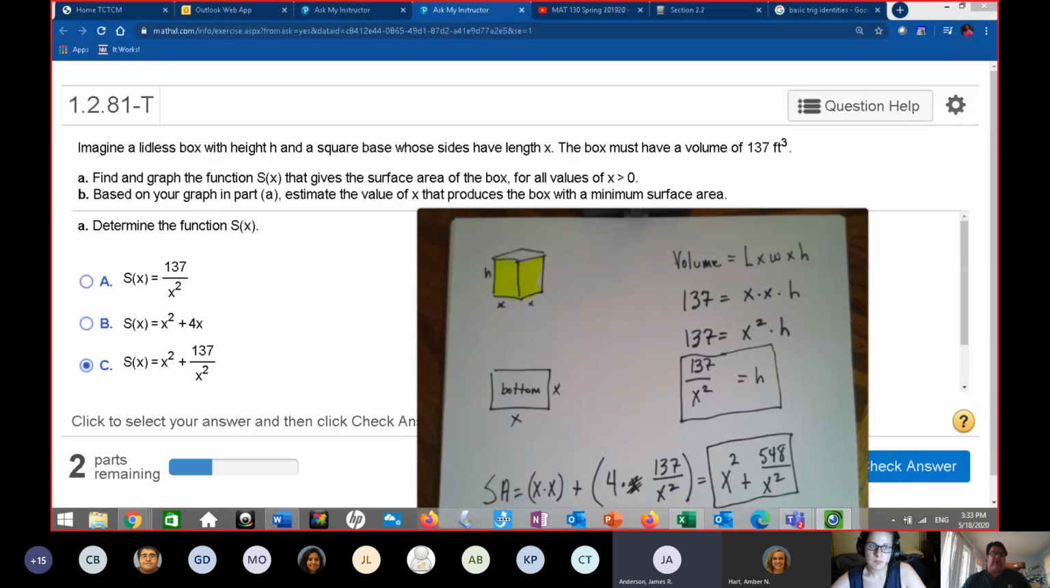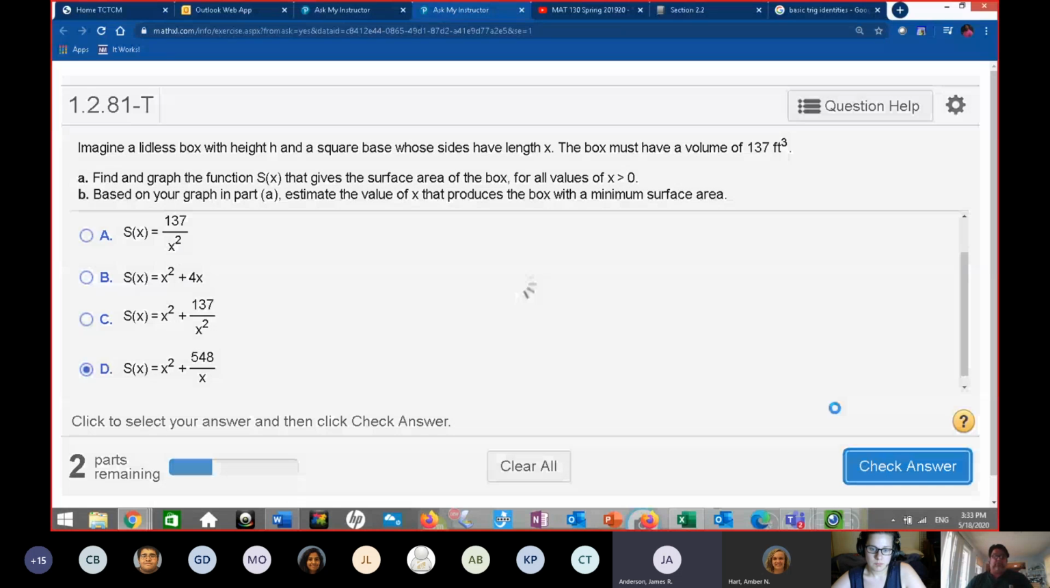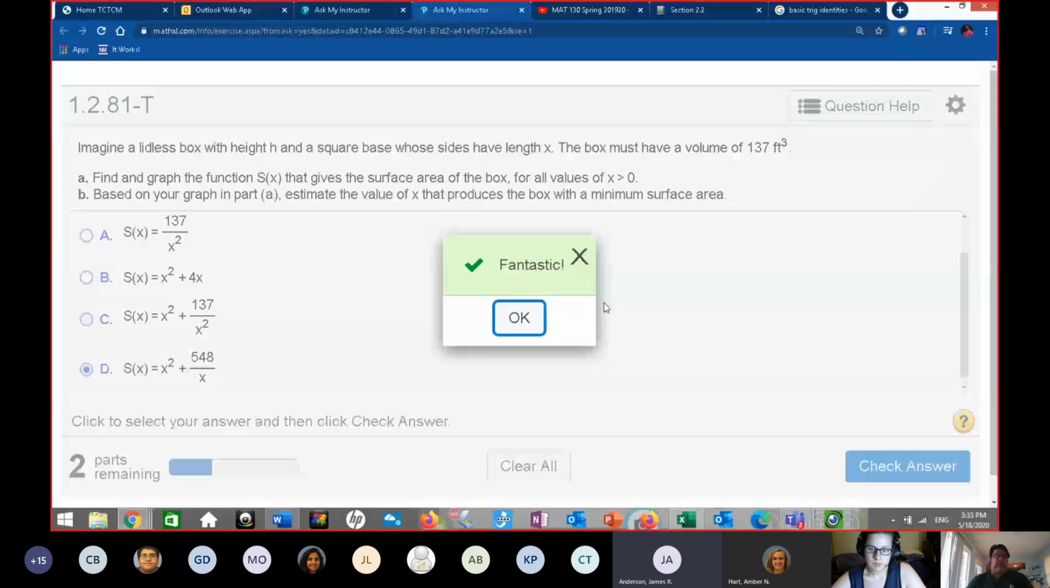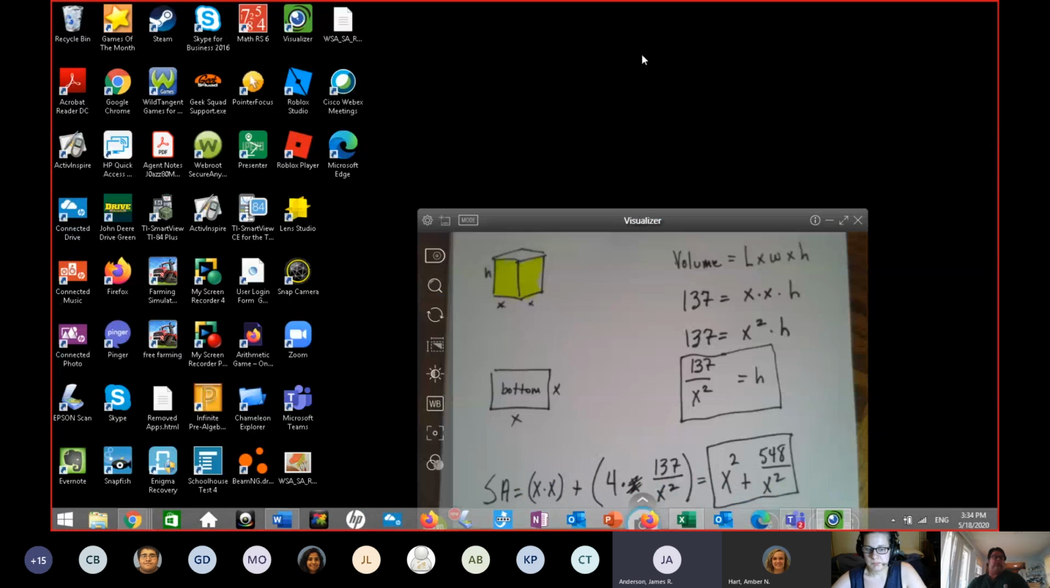Let's see, there must be another answer in there somewhere. There it is. That should be your answer, and you feel good about yourself. And now they just want you to graph it. I'm not going to graph it. Well, we can graph it. I think I got a graphing calculator on here somewhere. I think it'll come up.